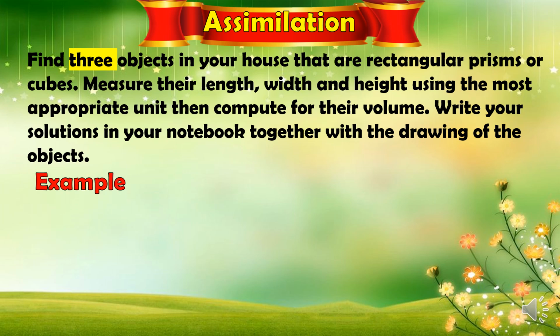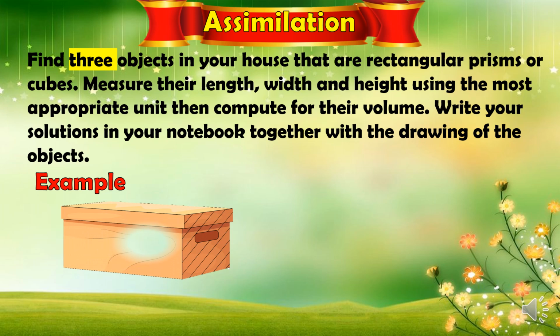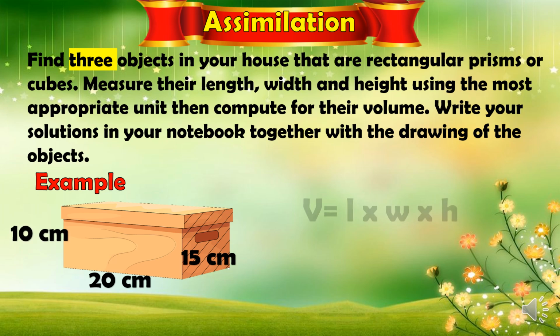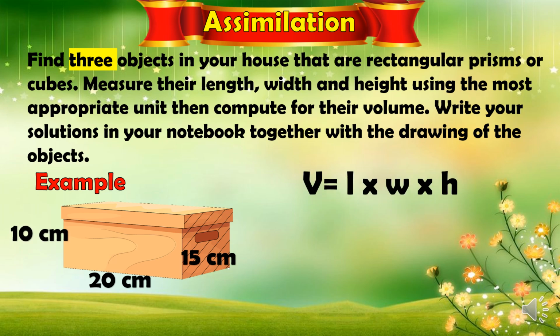So for example, this is a box. So this box measures 20 centimeters as the length, the width is 15 centimeters, and the height is 10 centimeters. So this is a rectangular prism, so we will be using V equals length times width times height.